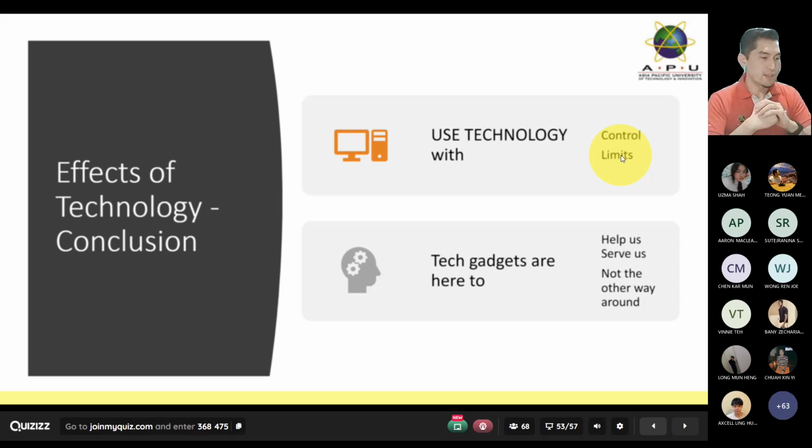There are even apps that take it a level further, whereby there must be a digital detox that you need to go through, to stop you from continuously using it because of the further adverse impacts that can happen. Yeah. Tech gadgets are here to help us and serve us, but of course not the other way around. It shouldn't be something that confines you towards a certain situation instead.